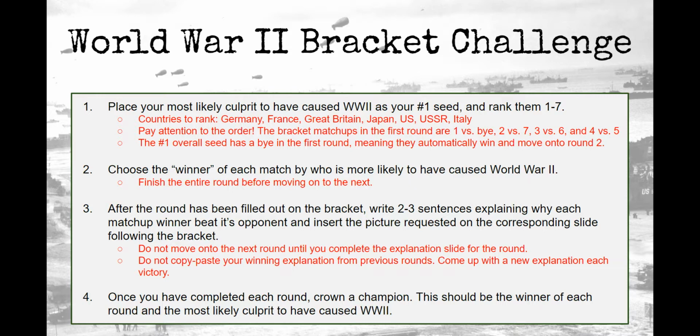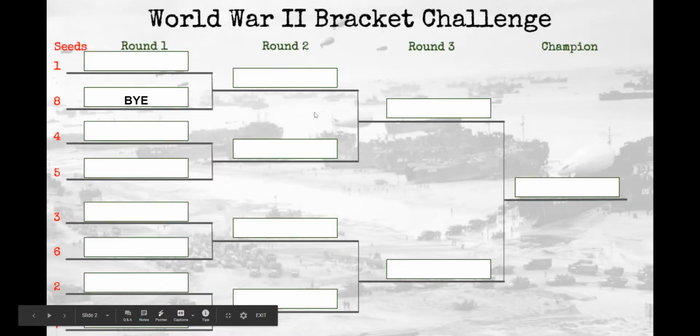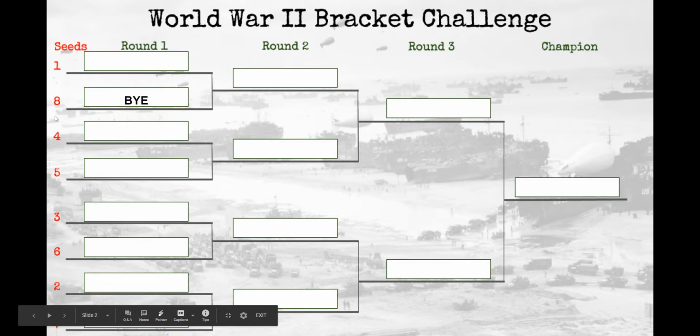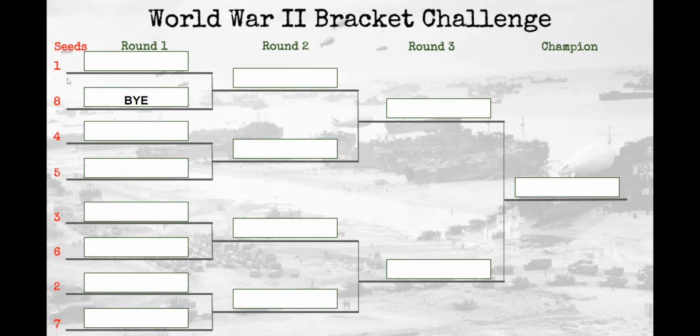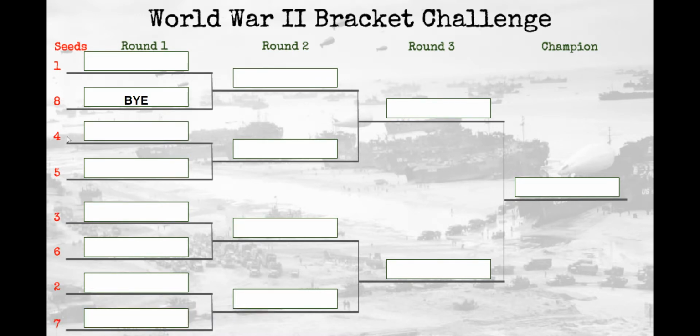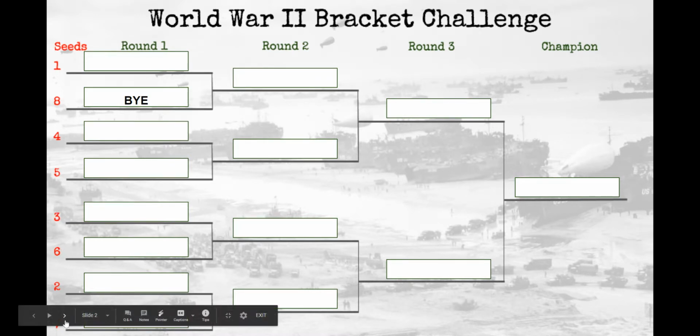So when we look at this, the bracket is going to look like this. It's on the next slide here. And you'll see here that there are 8 spots over here, but this 8th spot is occupied by a bye. That means that your first team here, whoever it is that you choose, you'll put it in this box, and you'll rank them. So you'll put your first one here, the second team here, third here, fourth, fifth, sixth, and then seventh.